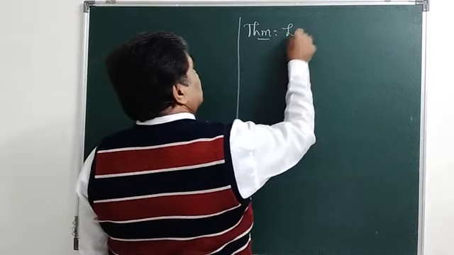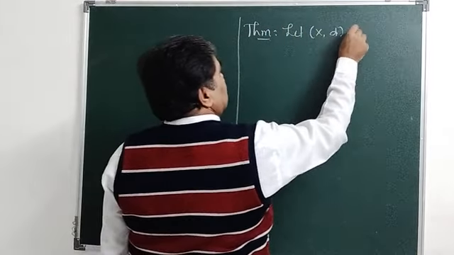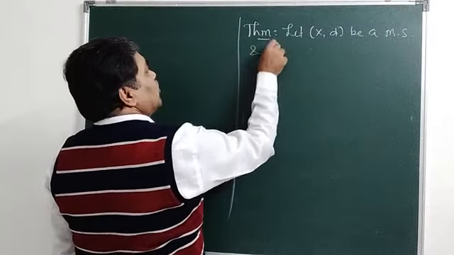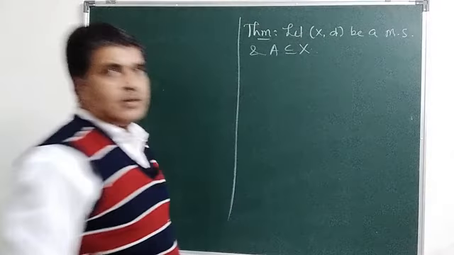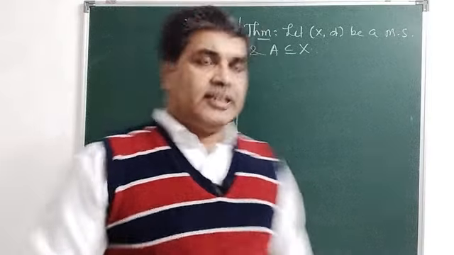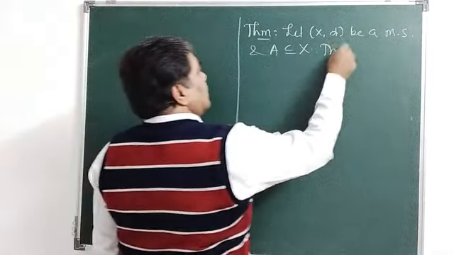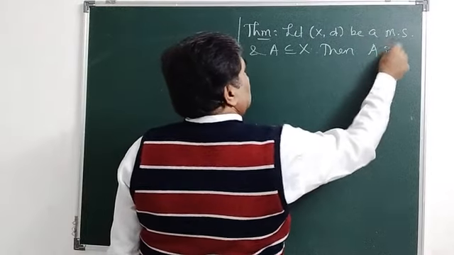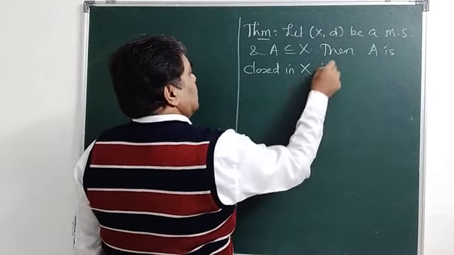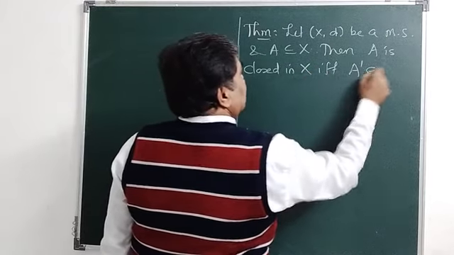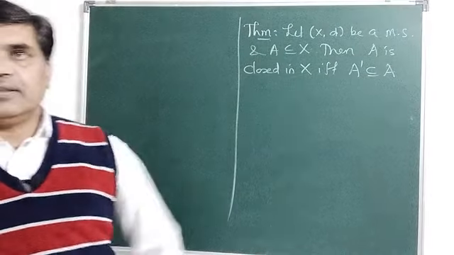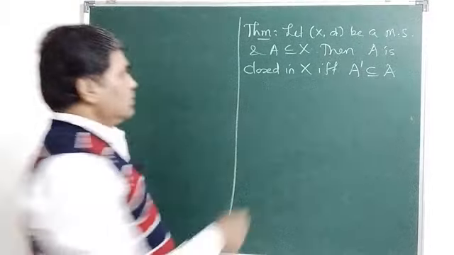Let (X, d) be a metric space and A be a subset of X. Then A is closed in X if and only if A dash is contained in A. Okay. So, proof.